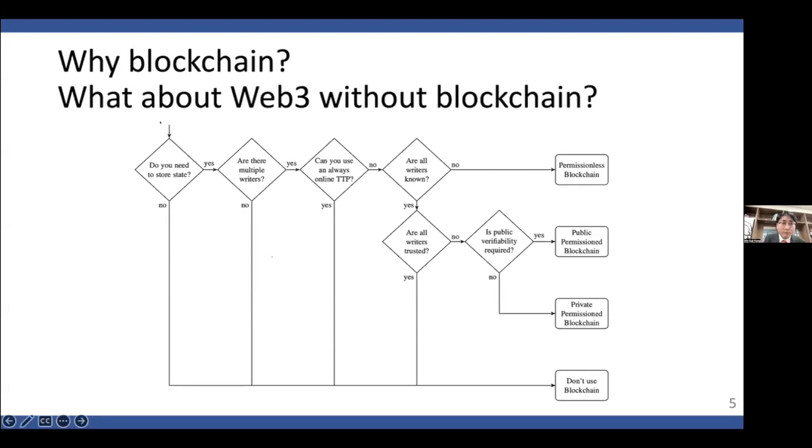Let's follow it from the start and see if the requirements of your application really make blockchain necessary. The first question is: do you need to store state? If not, then don't use blockchain. In many Web3 applications, I believe you need to store state. For this simple exercise, let us assume one application that Jason mentioned, the donation application for Web3. Then yes, we need to store some state, because the amount of money stored there is some kind of state. Are there multiple writers? Yes, many people will want to donate.